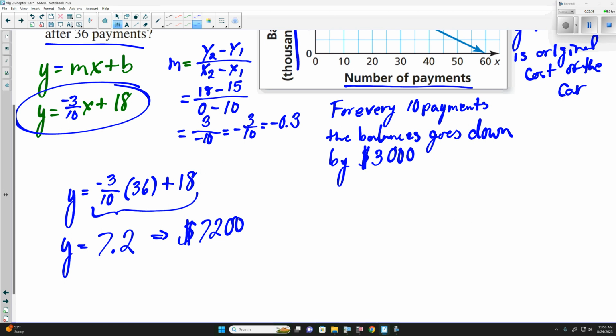So after 3 years, you still have $7,200 left on the loan, which should be paid off in 5 years. Questions on any of this here? Luckily, we will do a few more, so you get the hang of it. We're ready for the next one.